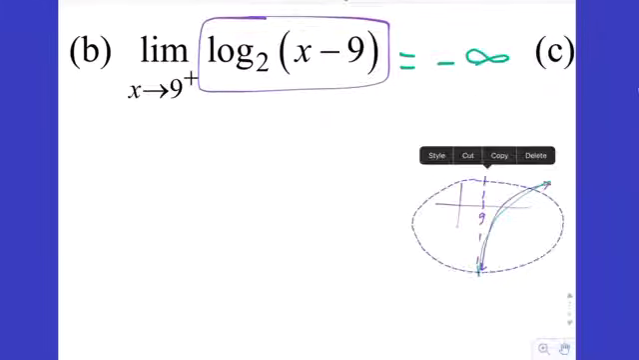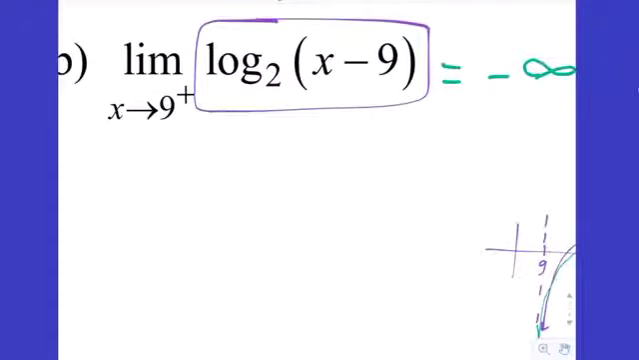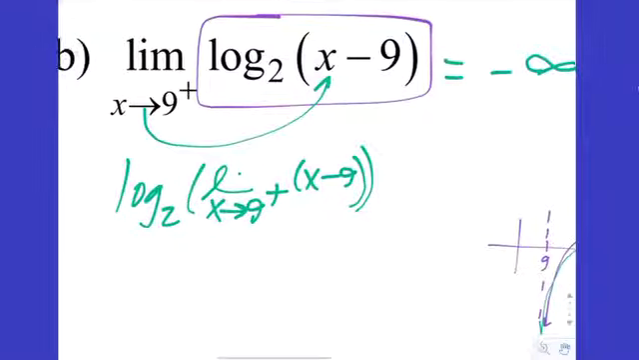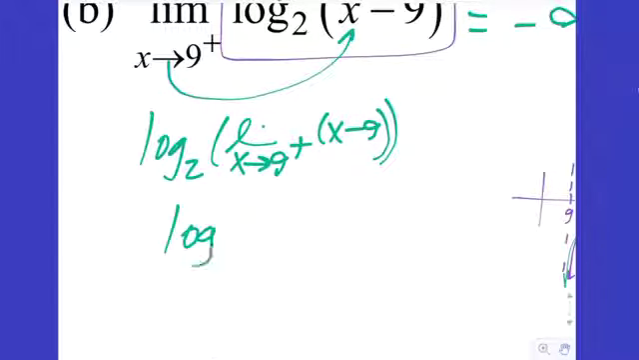How could you do it otherwise? Well, using the properties of limits, remember, you could take the limit inside. So that's log base 2 of the limit as x goes to 9 from the right of x minus 9. And you could solve that one by direct substitution, right? When you plug in a 9, you get 9 minus 9, which is 0. Now remember, you can't say log base 2 of 0, even though that is equal to 0, because now you're turning it into a function value instead of a limit.